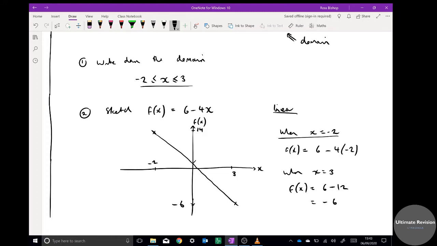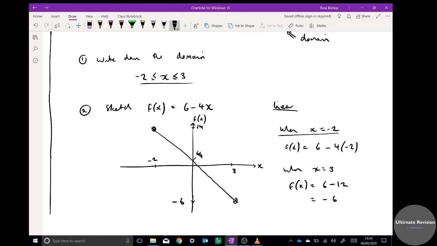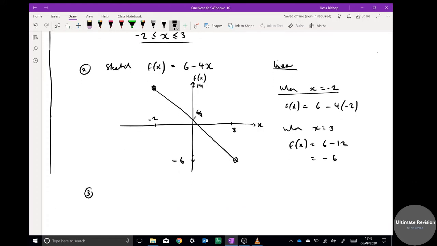That's when y is 0. I think you should end up with about 6 over 4 there. So I need to make sure that's the right side of the origin. And that is my graph. I deliberately stop between minus 2 and 3. Okay. Now, 3, write down the range.